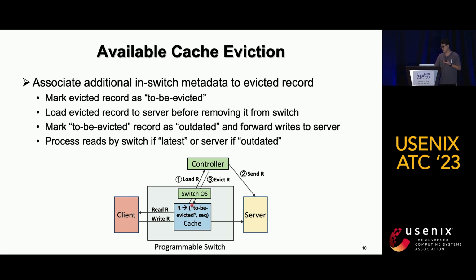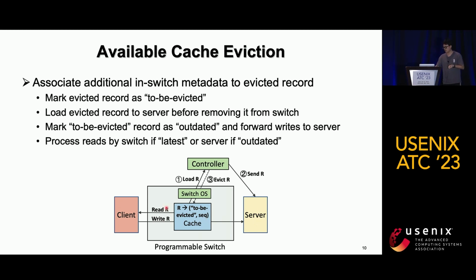Then the controller will load the evicted record from the switch to the server for persistent storage before removing the record from the switch. But during this process, subsequent writes may arrive at the switch. So for each subsequent write on a to-be-evicted record, FarReach will mark the in-switch record as outdated and forward the write to the server. So now the server has the latest version.